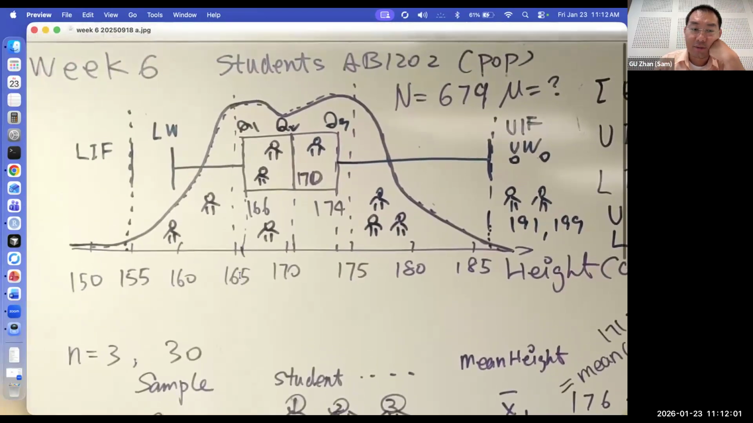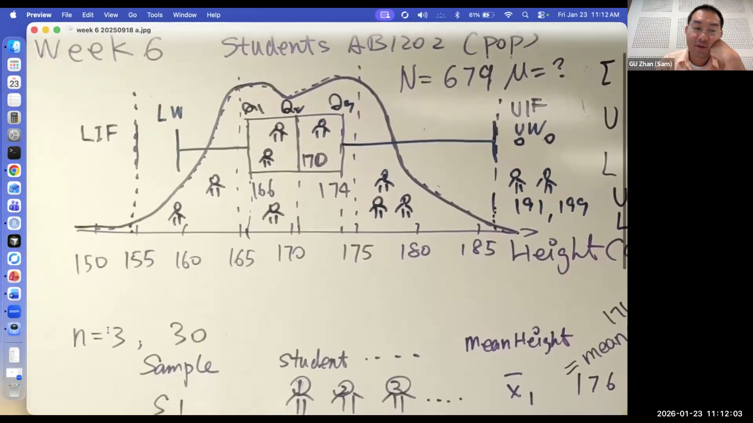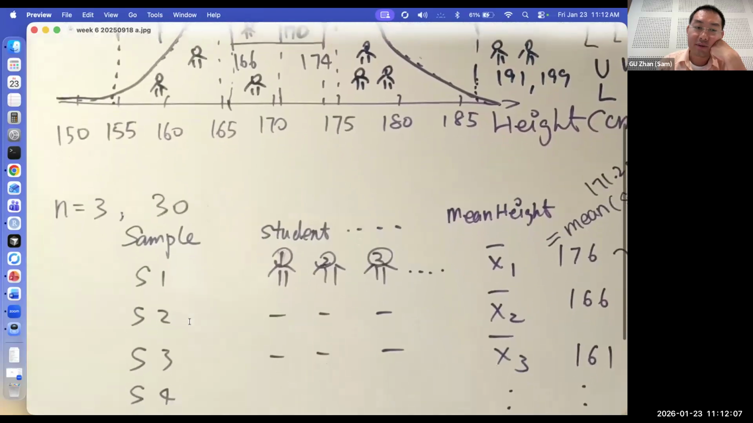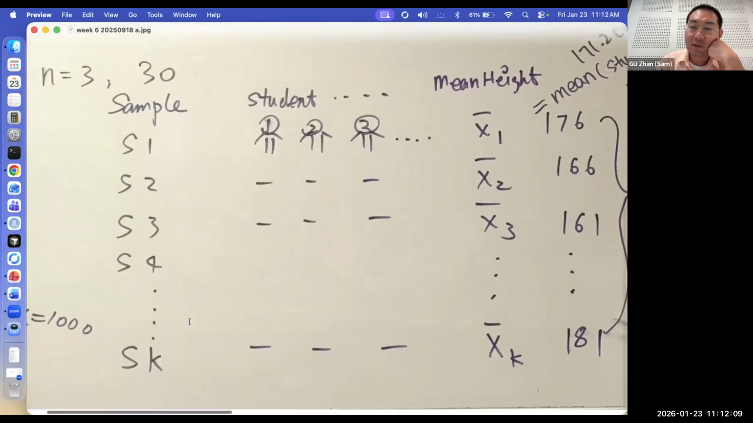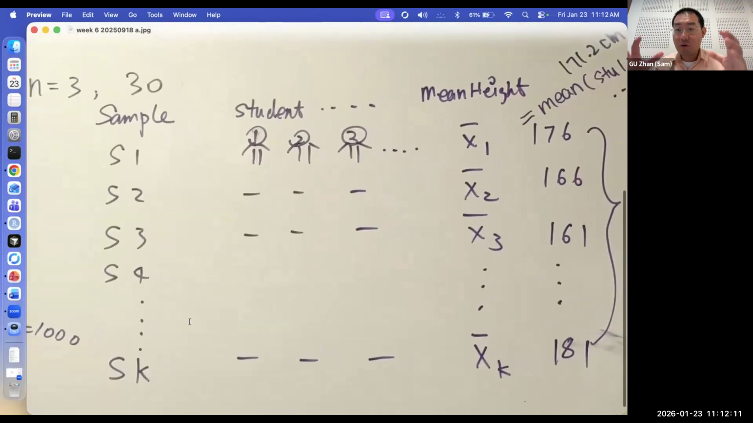Next we explain the central limit theorem. The sample size n equals 3. What we'll do is collect a few samples. We randomly select 3 students from the population of 679 in this cohort. I have student 1, student 2, and student 3. So these 3 students' heights form sample 1.